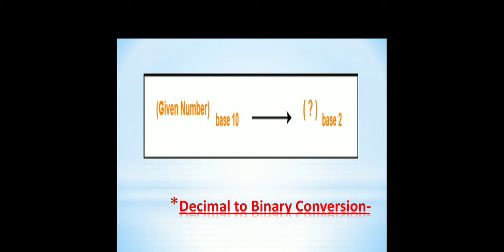The base or radix of the decimal number system is 10 and the base of the binary number system is 2, because the numbers included in the decimal number system are 10, from 0 to 9, total 10 numbers. So the base or radix of the decimal number system is 10, and the binary number system consists of two digits or two bits only, 0 and 1. So the base or radix of this number system is 2. So how do we convert the base 10 number system into the base 2 number system?